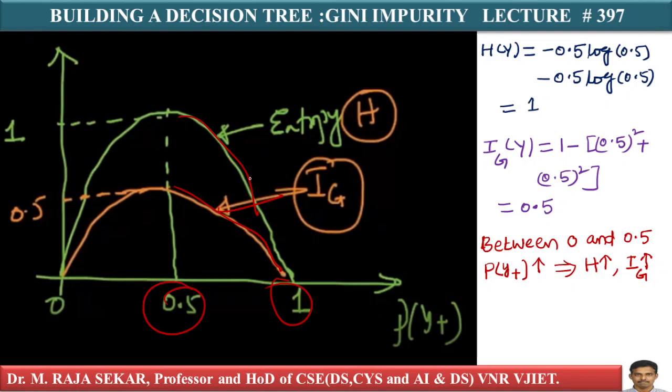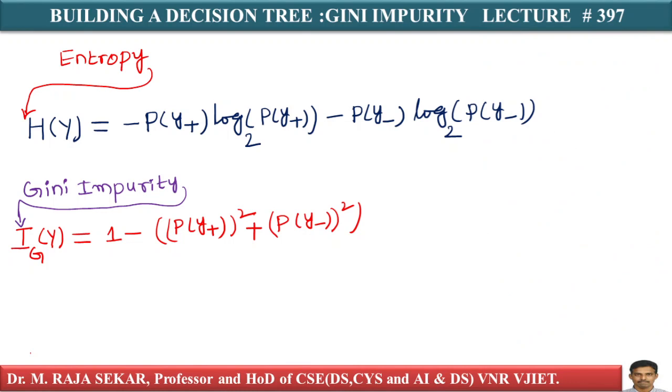So if you look at it, they are very similar in concept. Then you might ask, why are we studying Gini impurity? Why do we care about Gini impurity? Why can't we simply use entropy, that is H of y? One small catch: the formula for entropy. This is the formula for entropy.